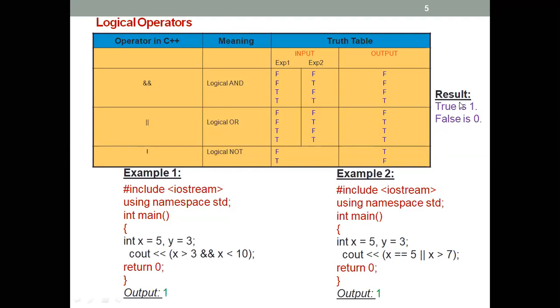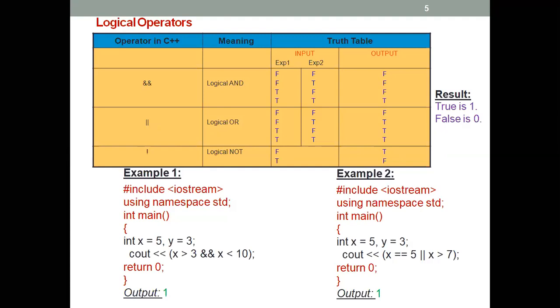Okay, because this is a true. How about this one here? This is a logical OR here. Two lines here, logical OR. For logical OR, only one condition needs to be true. If one condition is true, the output will be true.